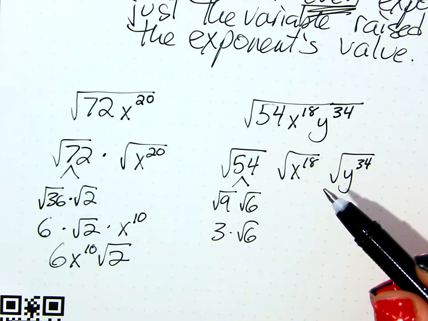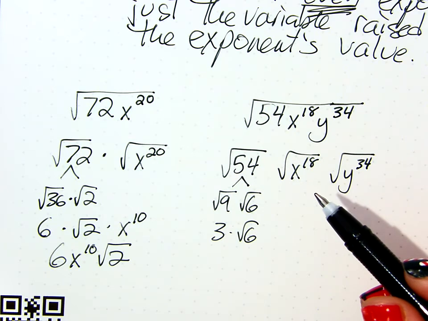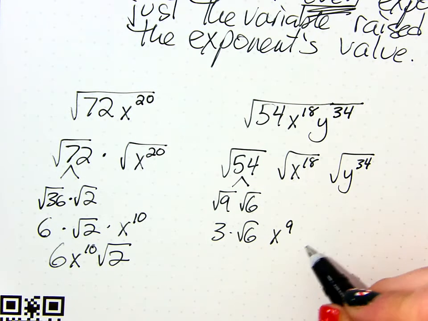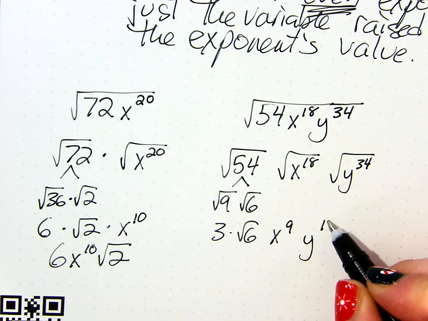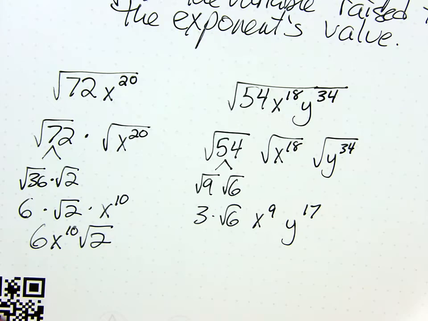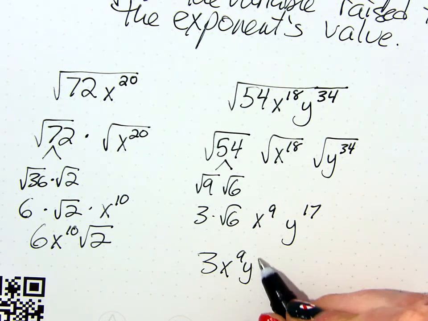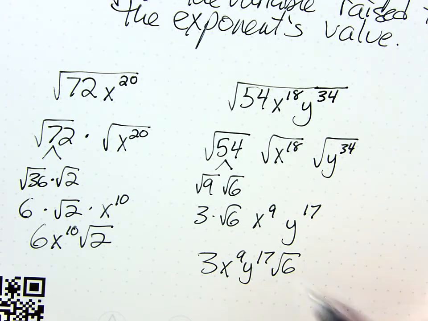Square root of x to the 18th. X to the 9th. Y to the 34th would be y to the 17th. So then I'm just going to write my answer. 3x to the 9th, y to the 17th, and then the square root of 6. Okay. So what happens when that thing's odd?